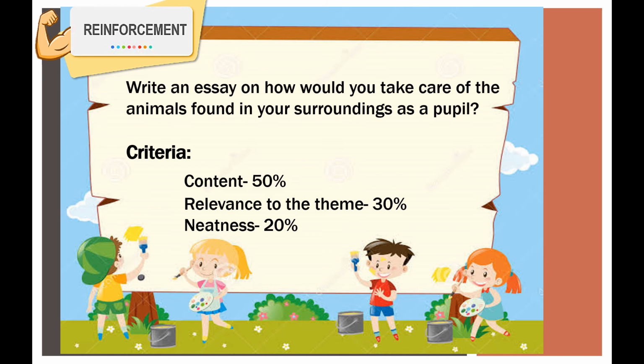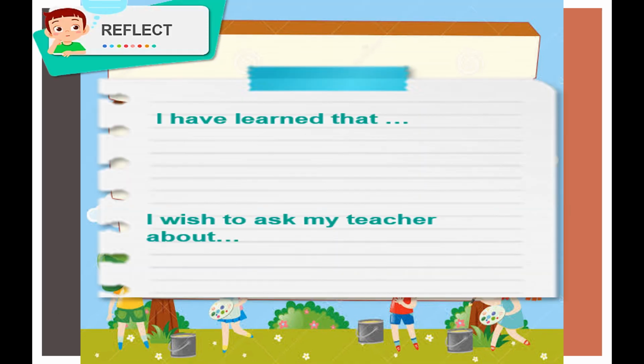For your assignment, write an essay on how would you take care of the animals found in your surroundings as a pupil. Criteria: content 50%, relevance to the theme 30%, neatness 20%. For your reflection, please write it in your notebook. I have learned that I wish to ask my teacher about.